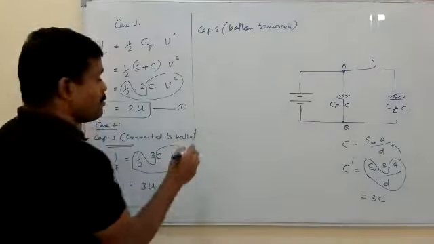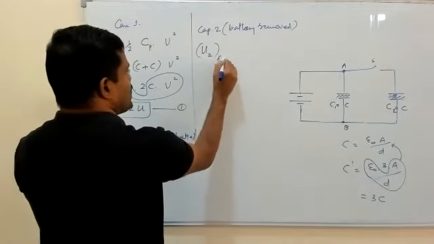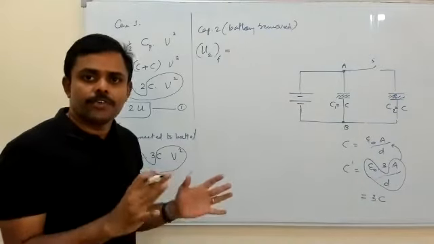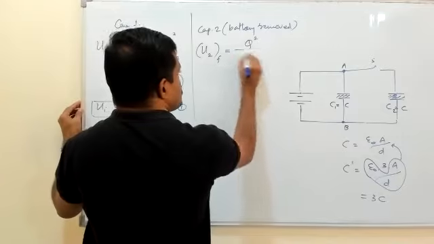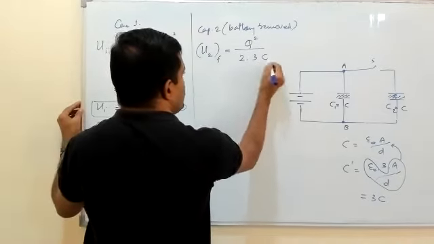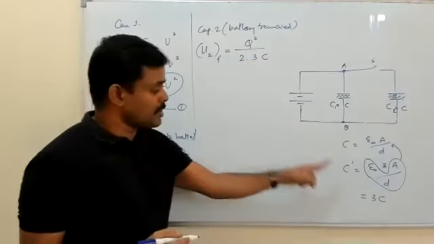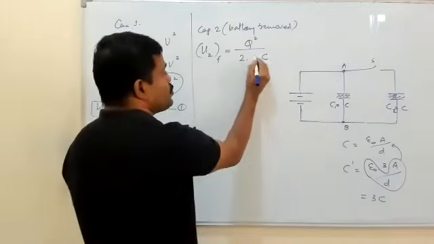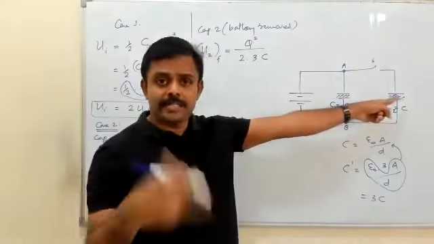Battery removed. So how do you find U2f? For that capacitor, the battery is removed, which means there is no flow of charges now, so the charge is constant. So I'm using this equation, Q square by 2 into 3C. Why did I use 3C here? Because the new capacitance is 3C. Why should I choose this equation itself? Because the second capacitor is the battery removed case.